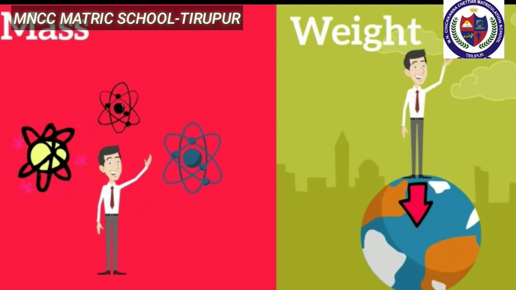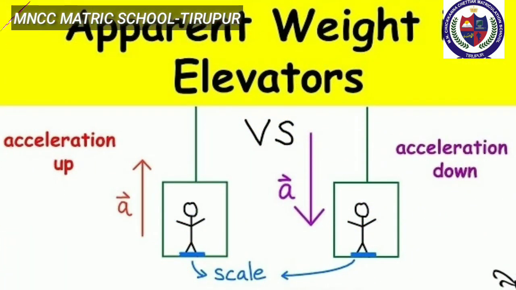So the formula is weight is equal to mass into acceleration due to gravity. That means W is equal to m into g. Here g is equal to 9.8 meters per second squared at sea level. Next, the value of acceleration due to gravity on the surface of the moon is 1.625 meters per second squared. Next we move to apparent weight.